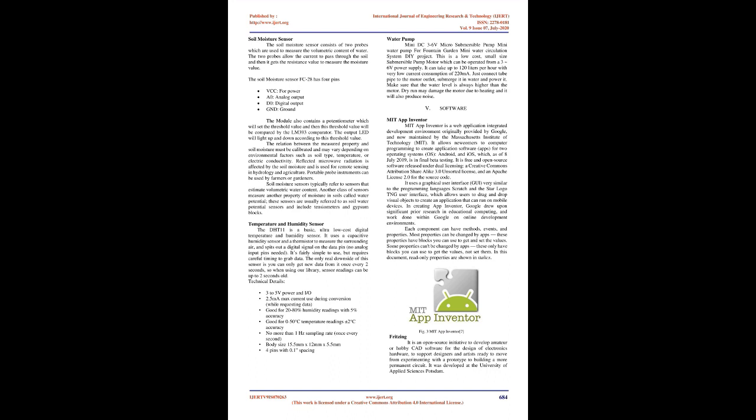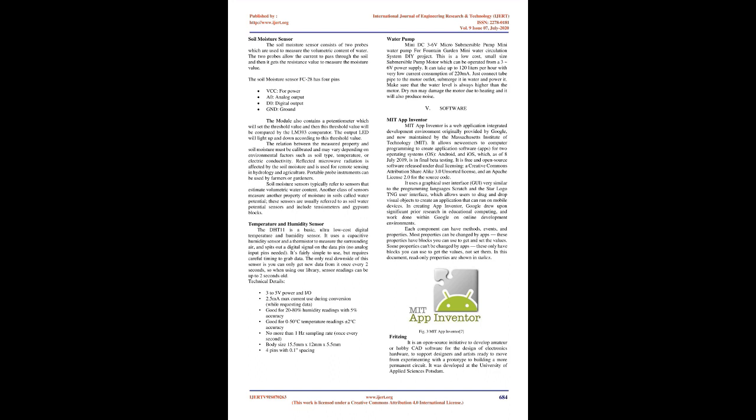Temperature and humidity sensor. The DHT11 is a basic, ultra-low-cost digital temperature and humidity sensor. It uses a capacitive humidity sensor and a thermistor to measure the surrounding air, and spits out a digital signal on the data pin. No analog input pins needed. It's fairly simple to use, but requires careful timing to grab data. The only real downside of this sensor is you can only get new data from it once every 2 seconds, so when using our library, sensor readings can be up to 2 seconds old.